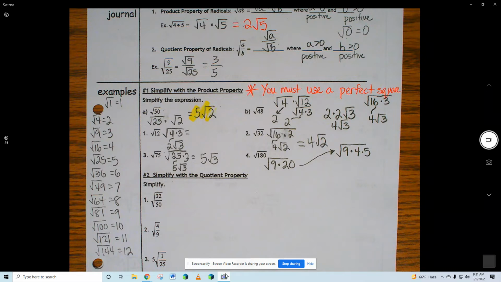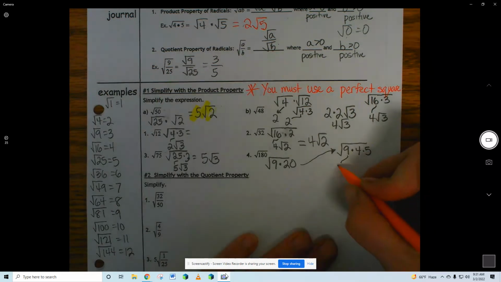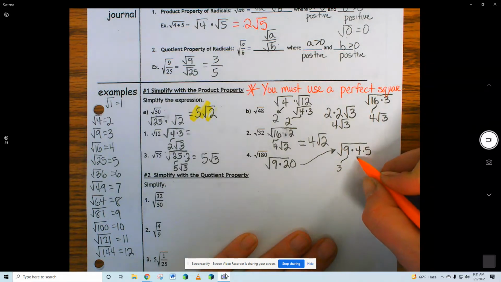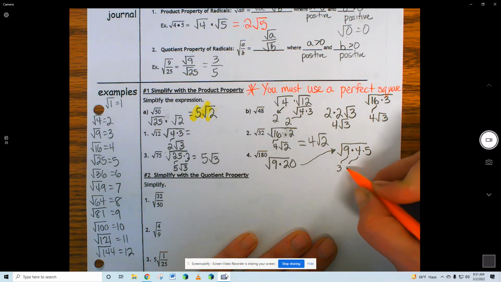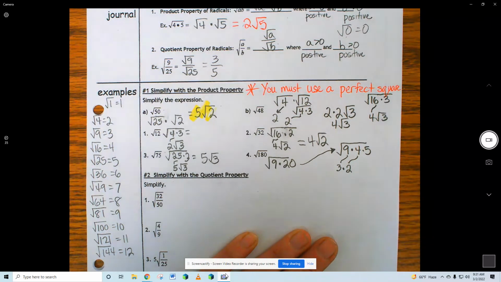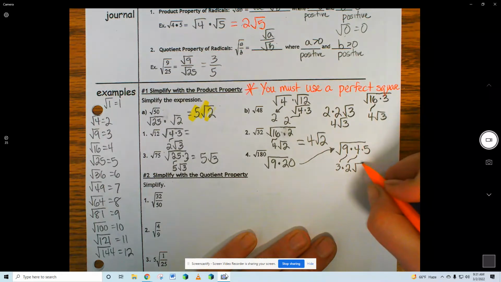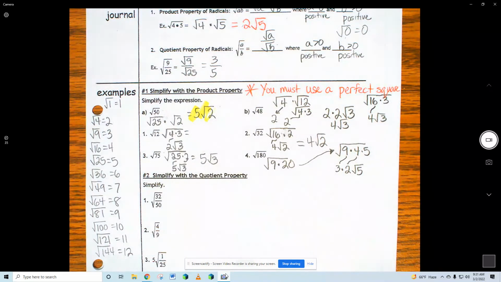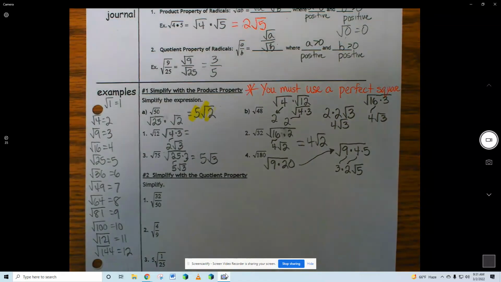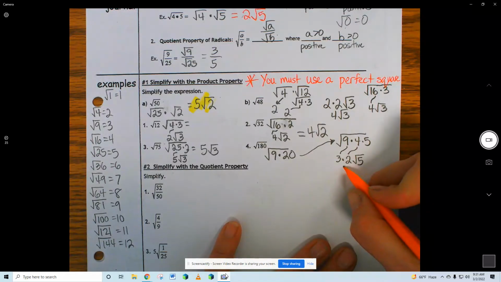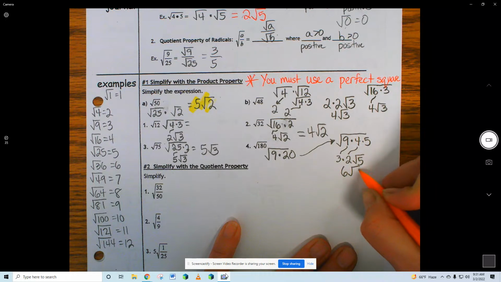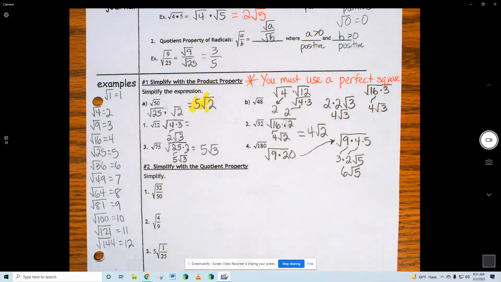And so I take out the perfect squares. 9 is a perfect square. I take it out. What does it become? Becomes 3. 4 is a perfect square. What does it come out and become? 2. This is going to be 3 times 2. What do I do with the 5? Stays in. I can only take out a perfect square. What's 3 times 2? 6. Rad 5 is my answer.